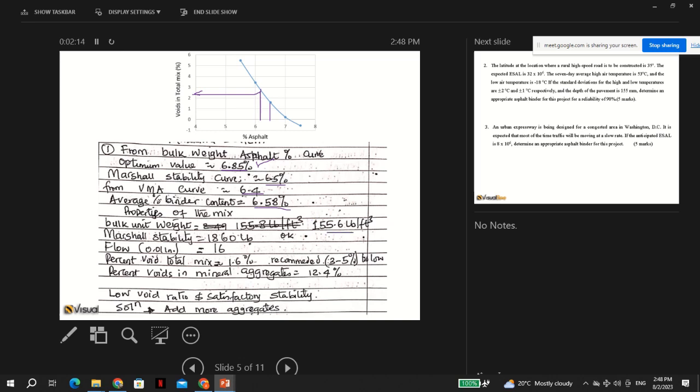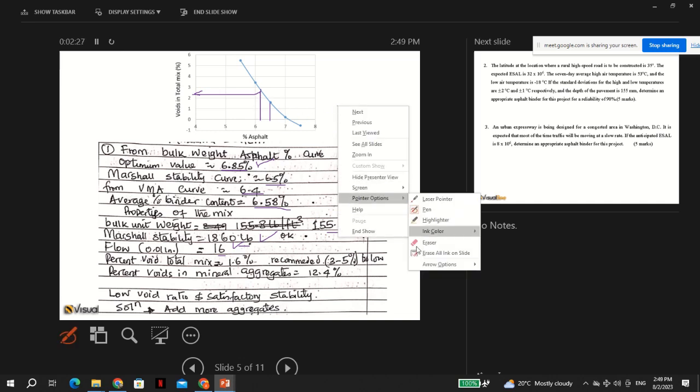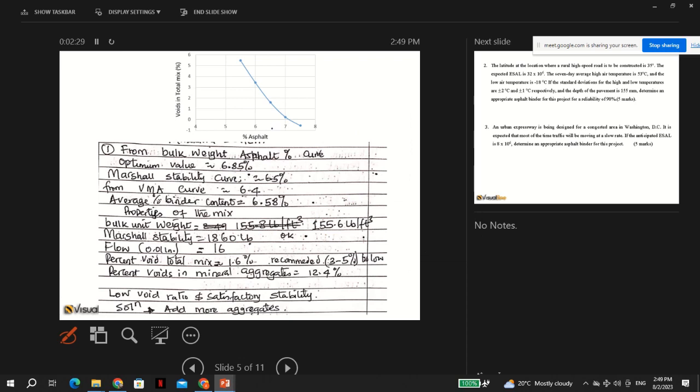Once you read 155.6, as you've seen, 18.60, okay, this is 16. The percentage void seems very low, 6 point, let's see. Okay, let's try to erase it. So 6.5 is somewhere there, okay. Yeah, you can see it's very low, so about 1.6 or 1, yeah, okay. So this is 1.6, where is that?